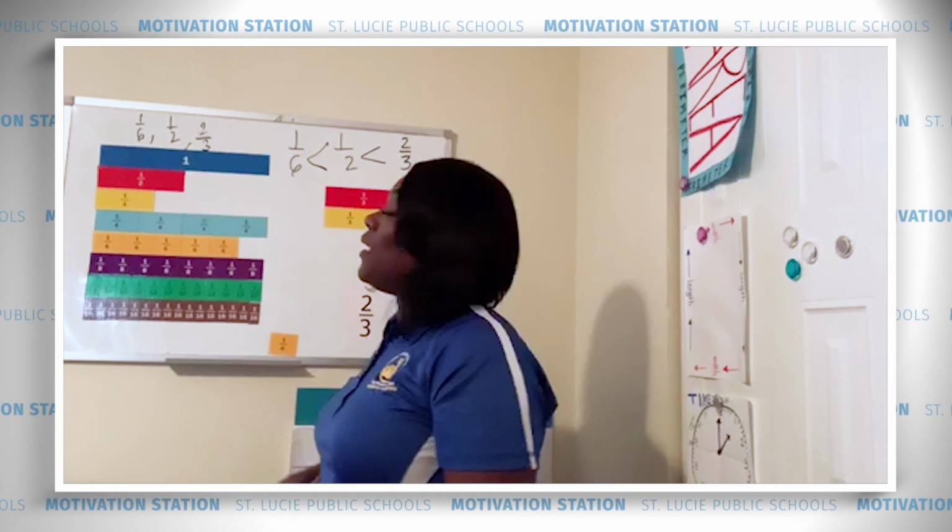1/6 is less than 1/2, and 1/2 is less than 2/3. You know what else that means? 1/6 is less than 2/3. Because if this one is bigger than me, and that one is bigger than him, then he's also bigger than me.